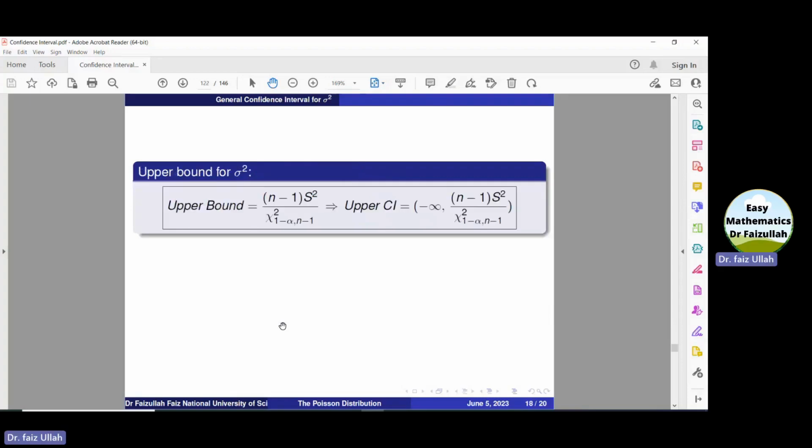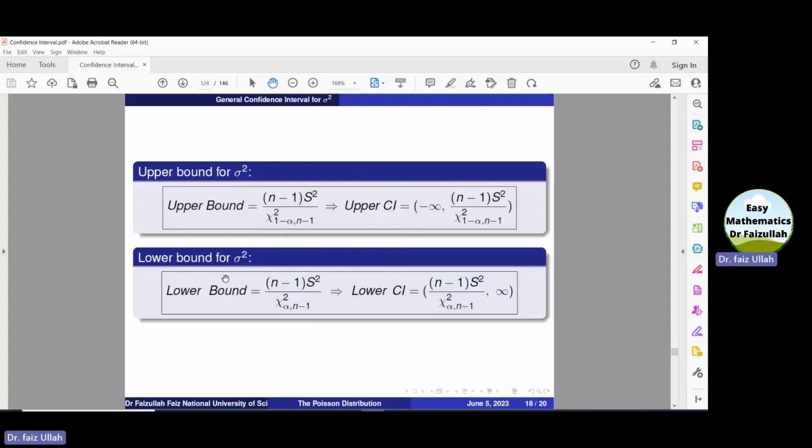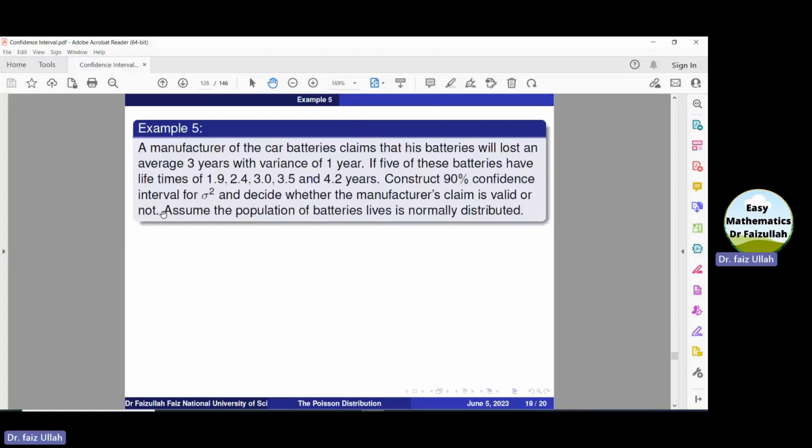Upper bound for sigma square is very simple. Just we have to replace alpha by 2 with alpha. And similarly, to find the lower bound, we have to replace alpha by 2 with alpha. Now let us solve an example.